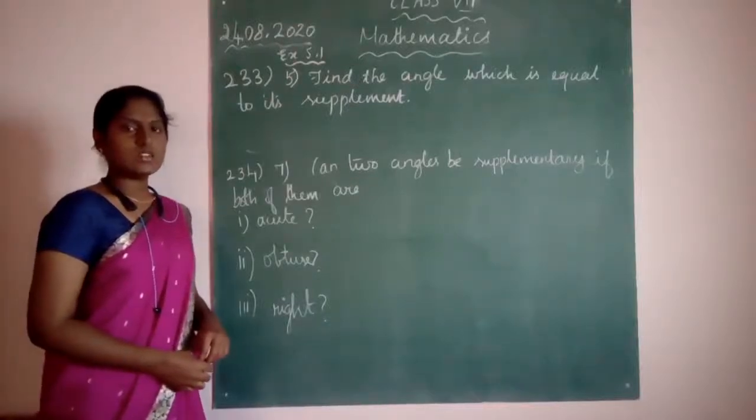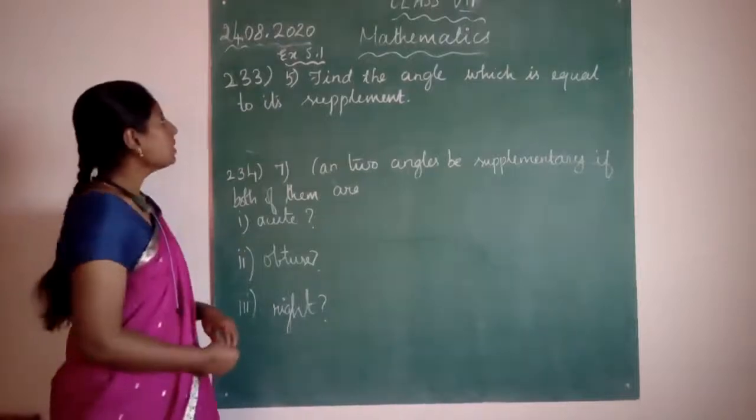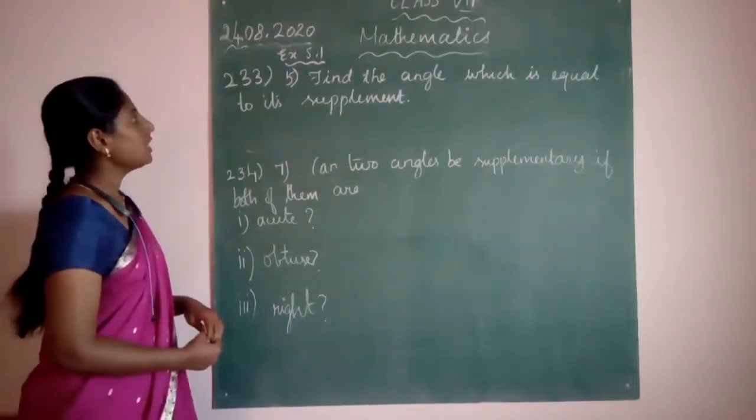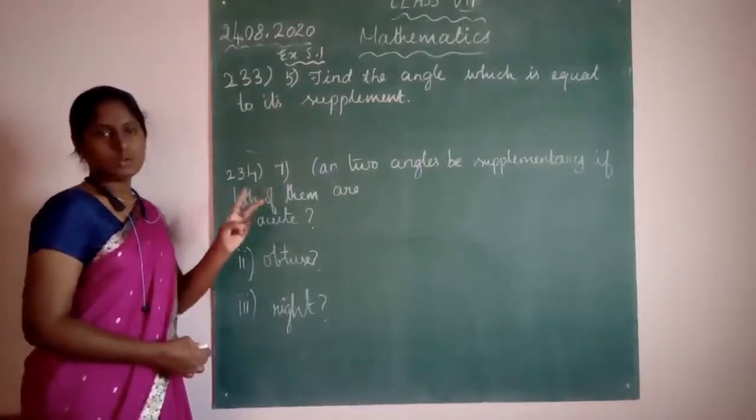In today's class, we will discuss the homework answers and we will complete exercise 5.1. Look at the fifth question. Find the angle which is equal to its supplement angle. Supplement is nothing but the sum of two angles should be 180 degrees.